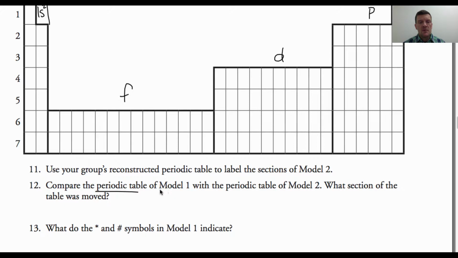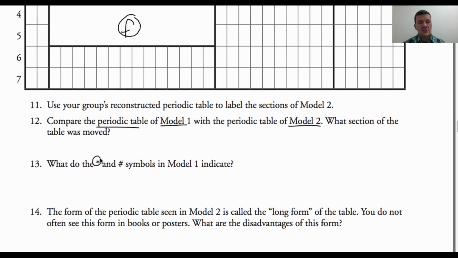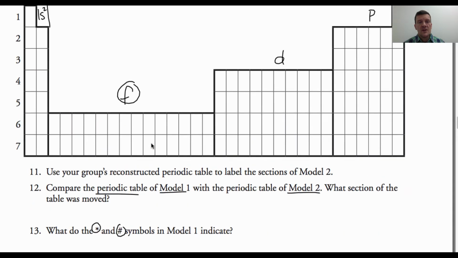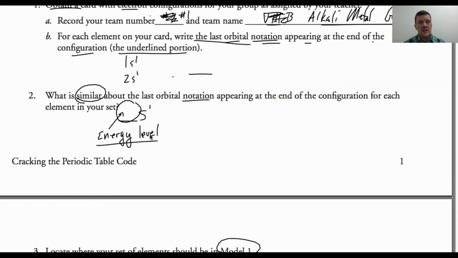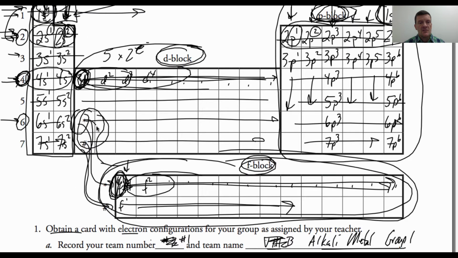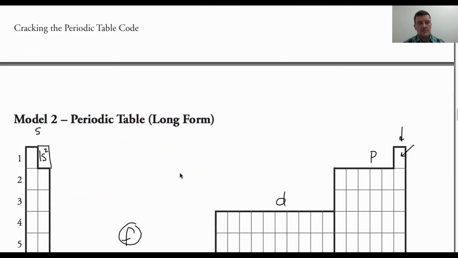So compare the periodic table Model 1 with the periodic table Model 2. What section of the table was removed? That would be your F block here, as I mentioned. That's pulled out and usually written below, and then the rest of the periodic table is pushed together. These symbols here are just telling you to go from that particular location and go down to the F block. That's where it continues, and then you come back and start at the transition elements again once you get to the end of a particular row in the F block. Okay?